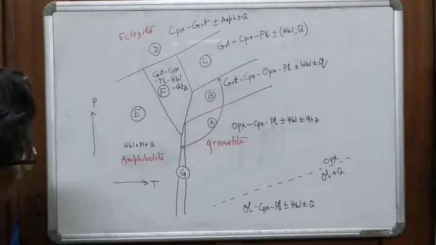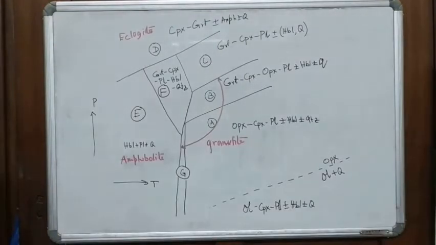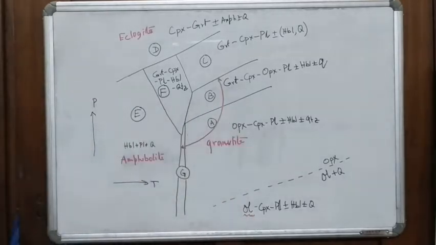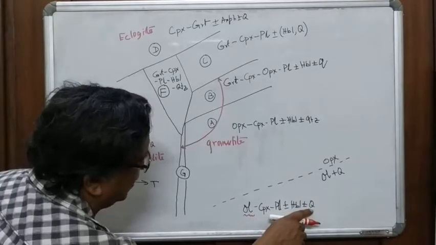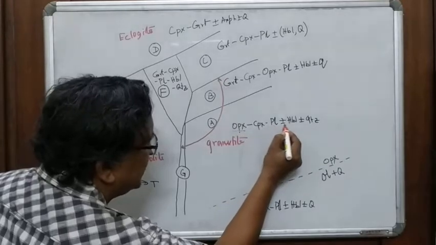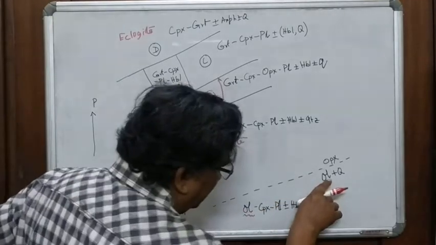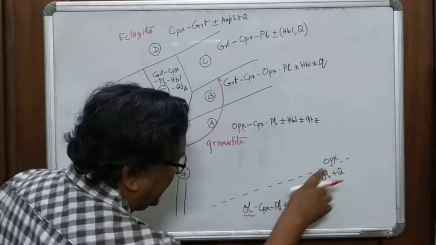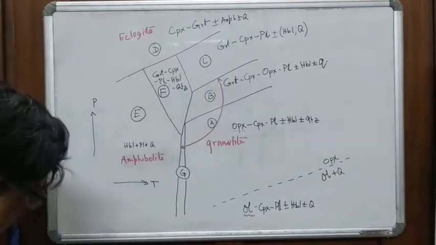So this is a diagram which is quite helpful. I will just give you some important reactions here. Here, for example, you have olivine, clinopyroxene, plagioclase, plus minus hornblende, plus minus quartz. As you move here, it's orthopyroxene, clinopyroxene, plagioclase, plus minus hornblende, plus minus quartz. It's very simple. Olivine plus quartz reacts to give you orthopyroxene. So if you take this olivine and replace it by this reaction, you get this reaction. Right?